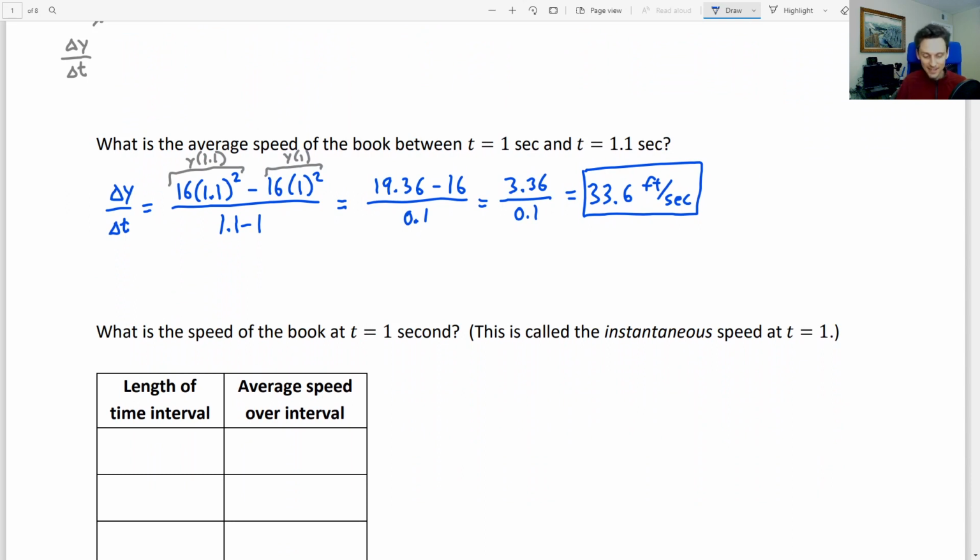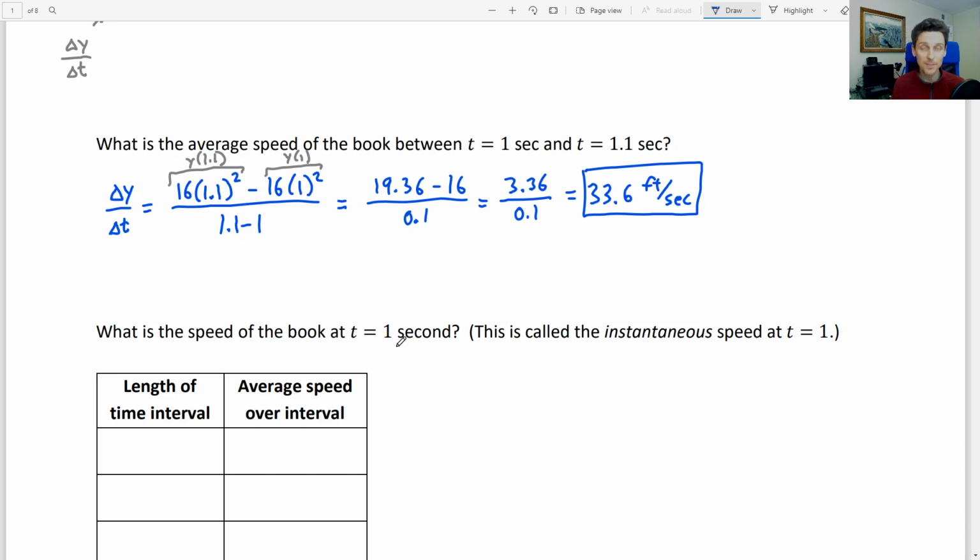All right, so we shrunk the time interval. Now we're getting a different average speed. So here's a question. What is the speed of the book at t equals 1 second? So notice that we're no longer given an interval of time, not even a small interval of time. We're just asked, what is the speed of the book at t equals 1 second?